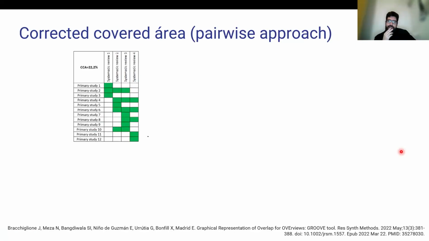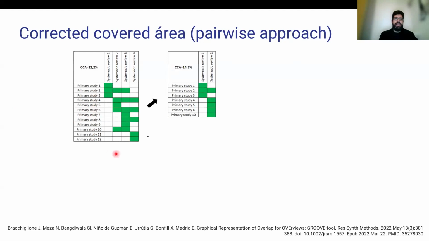So I started to think, why don't we take a pairwise approach? What I thought was, starting from a matrix of evidence, like the one I showed you before, I can make the same matrix, but for each possible pair of systematic reviews.